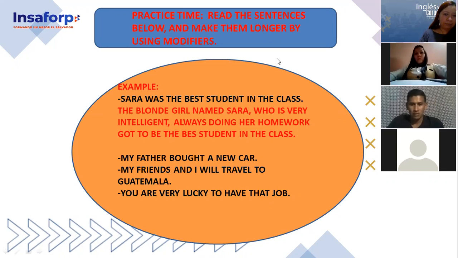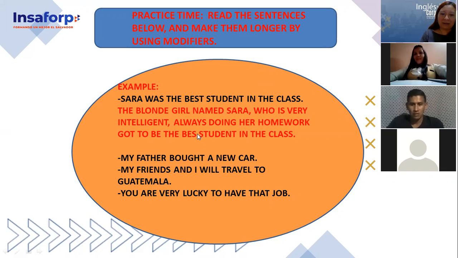María, please. Sarah was the best student in the class. Hasta ahí muere la oración, digamos. Esa es la oración que la misma da. Vengo yo y la modifico dándole más cosas. Veamos, leamos el, ya modificada, María. The blonde girl named Sarah, who is very intelligent, always doing her homework. Got to be the best student in the class. Uy, me faltó una T ahí, best.